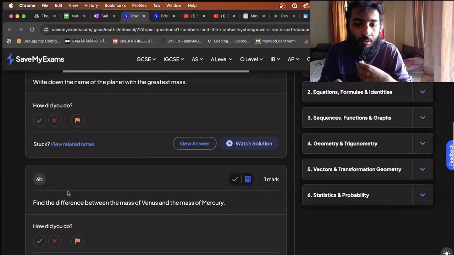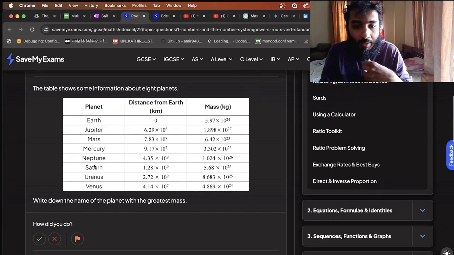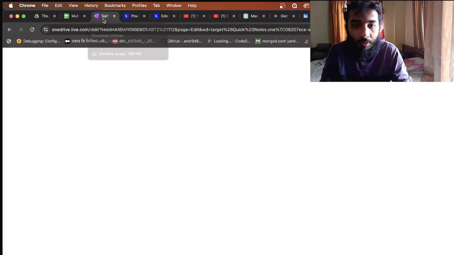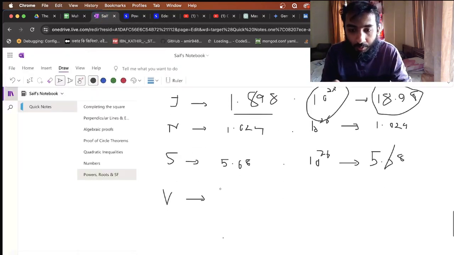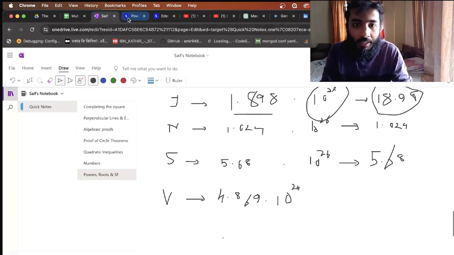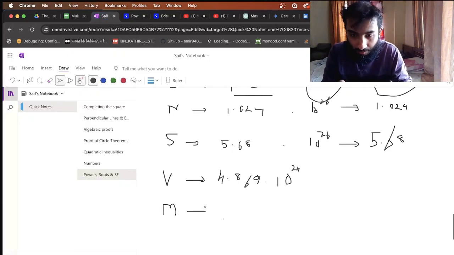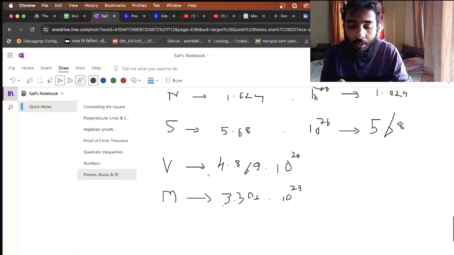So if I focus on the second part, which is 6b, you have to find the difference between the mass of Venus and the mass of Mercury. The mass of Venus is 4.869 into 10 to the power 24. And what is the mass of Mercury? It is 3.302 into 10 to the power 23. So you have to find the difference.